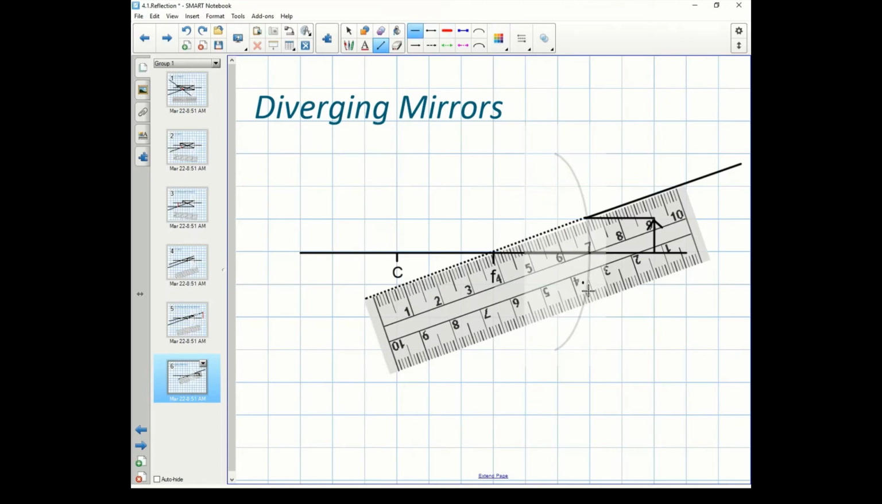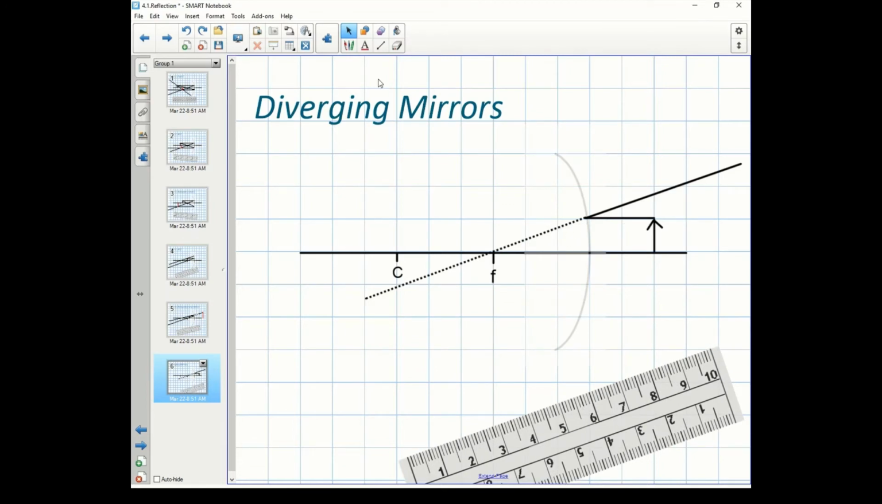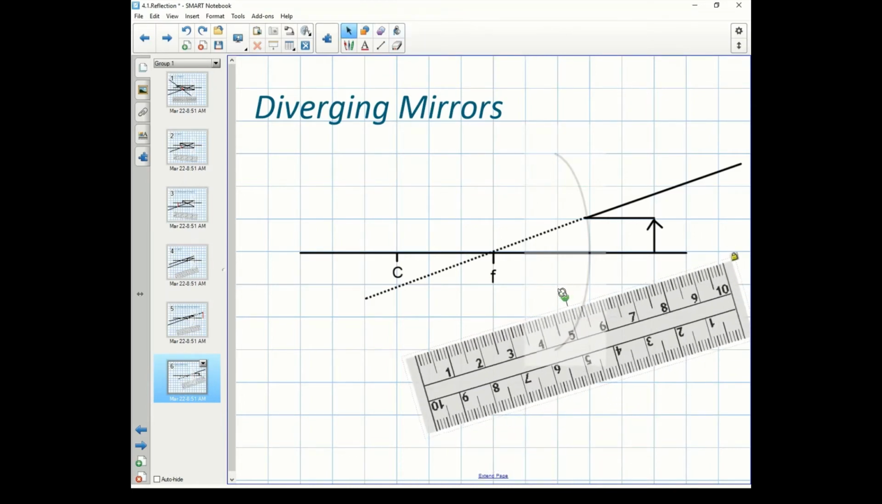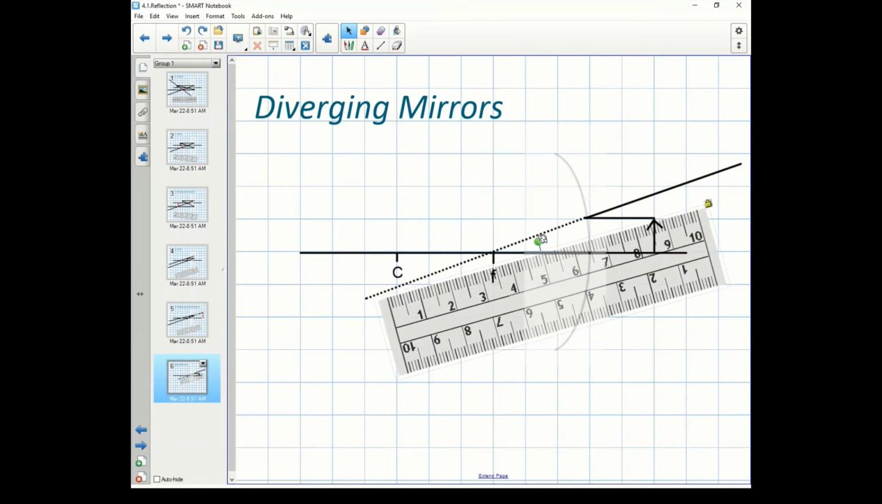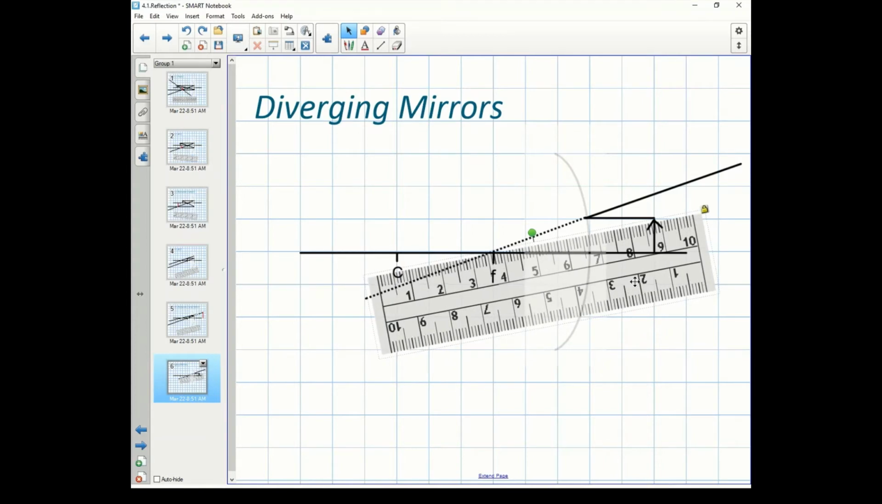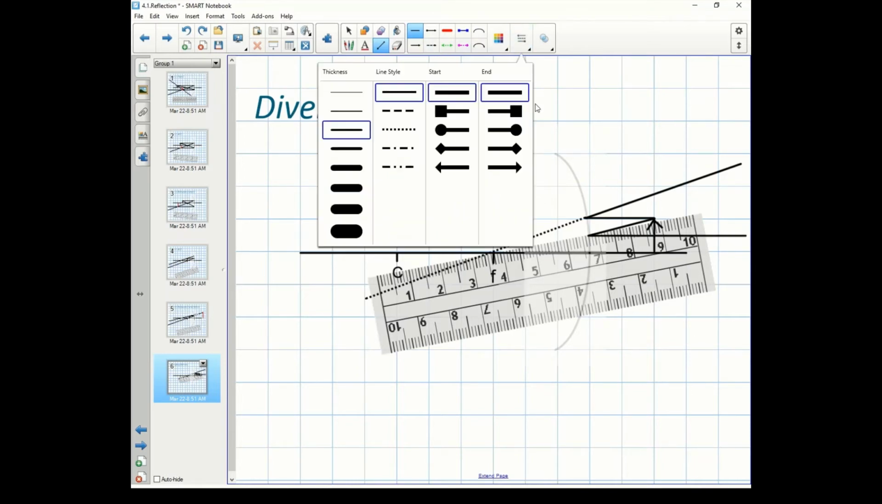Okay, so our second line is going to aim for that focal point to start. I guess we'll need our ruler again. So it's going to aim for that focal point to start. There it goes. Okay, so it's going to aim for that focal point, and then when it reflects off the mirror, it's going to go parallel to the principal axis like that.